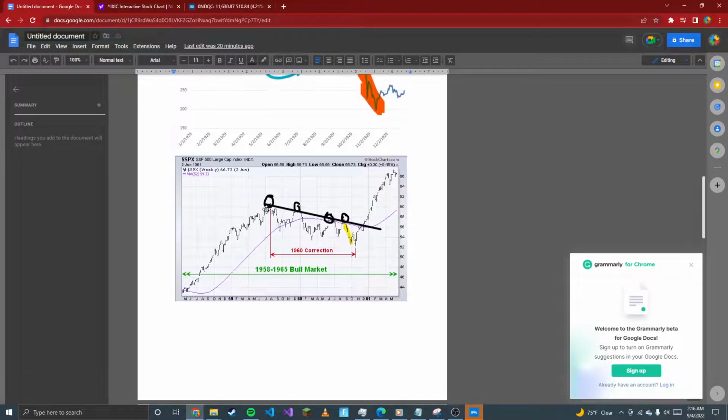Here we have again the line. Failed to rally, failed to rally. Intense shakeout with closing at the lows and even gapping down. Then it finally comes up, and then goes up a lot.